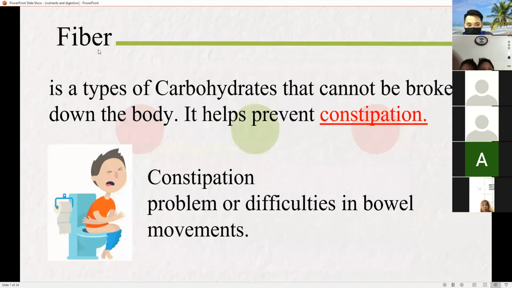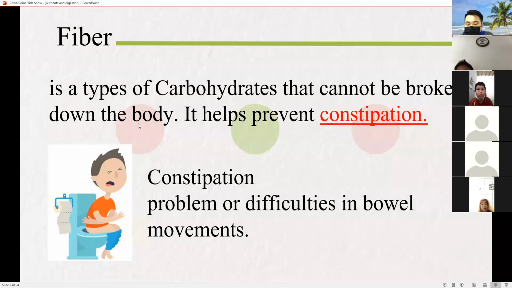Next, fiber. Fiber is a type of carbohydrate that cannot be broken down by the body. Okay, it helps prevent constipation. So what is constipation? It is the problem or difficulties in bowel movements. So if you don't eat fiber, you will get constipation or you will go to the toilet most of the time.